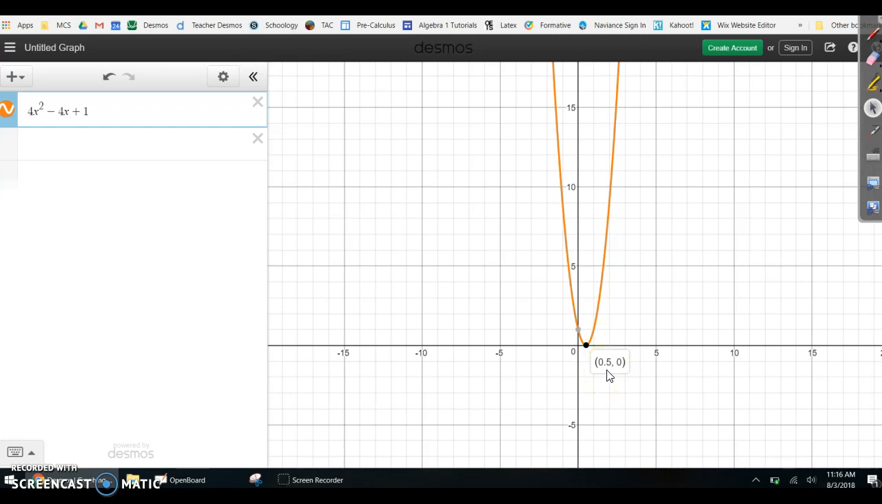You'll also hear solutions called zeros or roots. So if you're ever asked to find the zeros, you're asked to find the x-intercepts. If you're asked to find the roots, you're asked to find the x-intercepts. So those are all kind of interchangeable here.